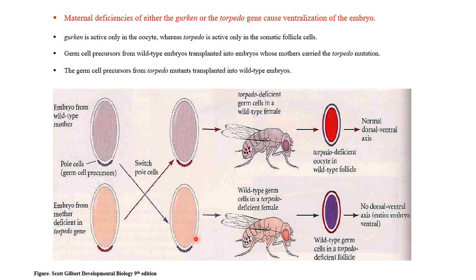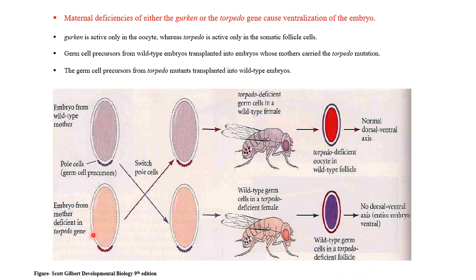Now as we say, the torpedo does not have to do anything with the germ cell. So if they are transplanting it in the deficient mother, it is anyways not going to lead to the formation of dorsal ventral axis, and so this embryo is completely ventralized.